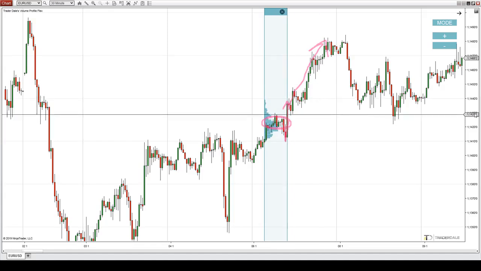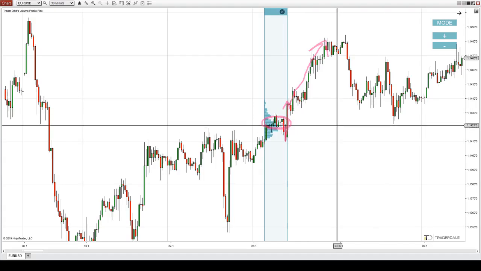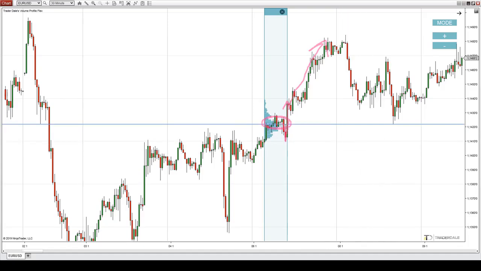So what you do is you use the flexible profile over the rotation like this, and it will show you where the volumes were the heaviest. And it was in here. This is the place where the volumes were the heaviest. So we draw a line and we wait for the price to make it back to this level again. The price makes it back to the level and you go long. You don't wait for any sort of confirmation. You enter a long trade from there. All right, very nice reaction in here.